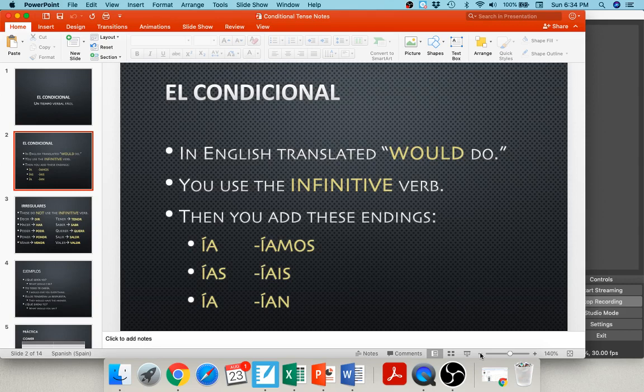So, for example, hablar, hablaría, I would talk. Hablarías, you would talk. Hablaría, he or she would talk. Again, the yo form and the él, ella, usted are the same. Hablaríamos, we would talk. Hablaríais, you all in Spain would talk. And hablarían, they would talk.